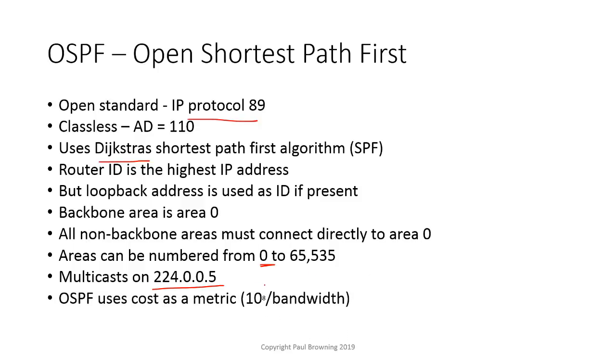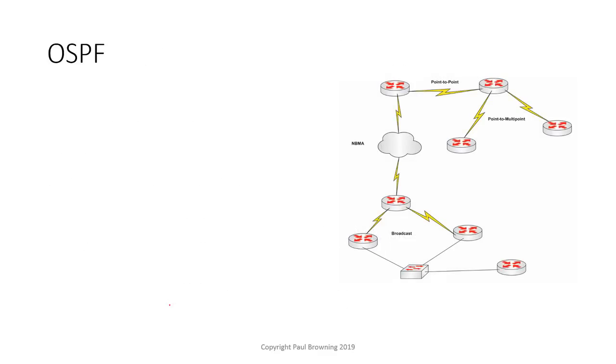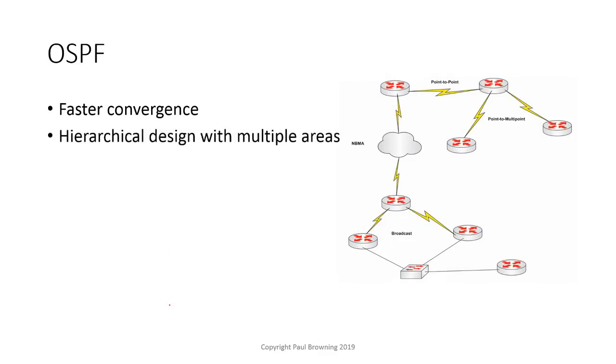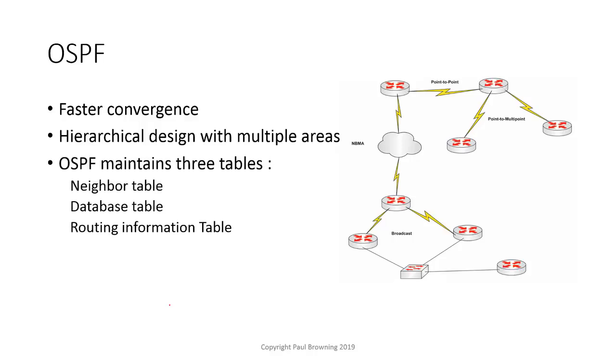It uses 10 to the power of 8. I couldn't use superscript for some reason. 10 to the power of 8 divided by your bandwidth. This is your OSPF cost calculation. A few good things about it. OSPF offers faster convergence. You have a hierarchical design with multiple areas, which you will consider during your design phase. There's tables that will be installed for OSPF, your neighbor table, your OSPF database, and your routing table.